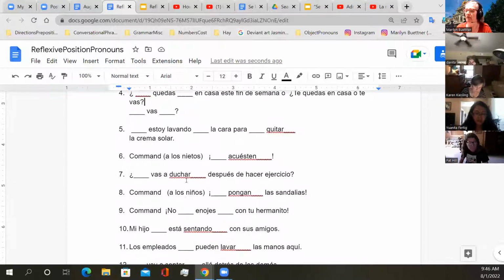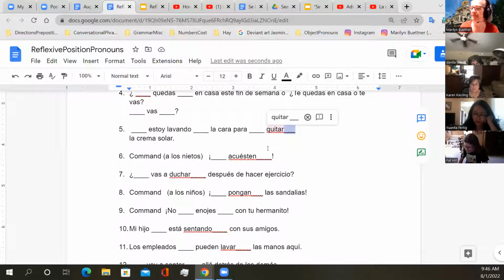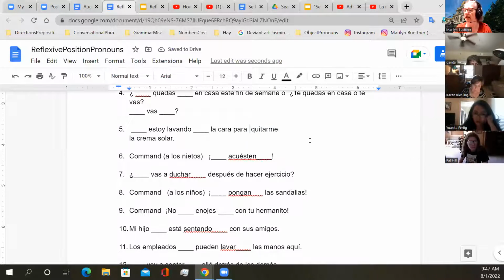Ahora, en 5. Estoy lavando la cara para quitarme. Okay. Oh, yeah. Para quitar. But quitar is by itself there. If I have an infinitive by itself, I've got to do this. I have to attach that. I don't have a choice. I have to attach that.